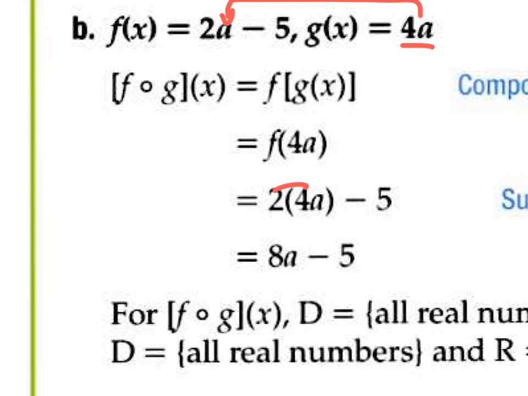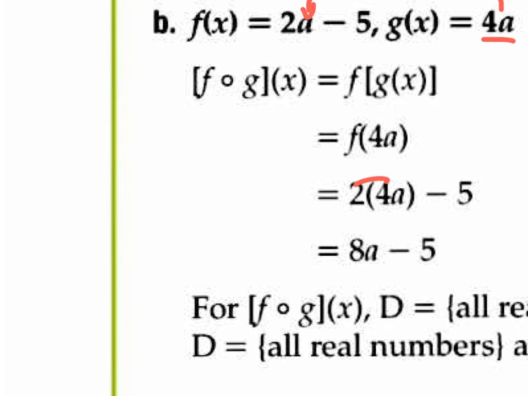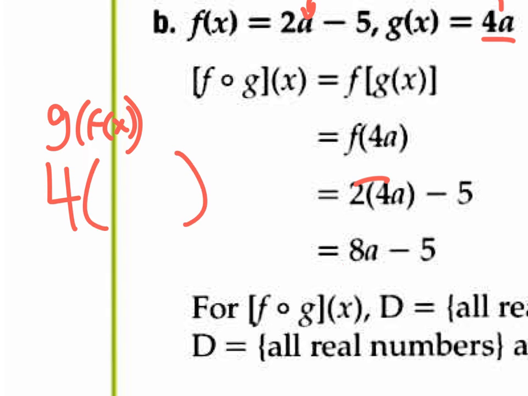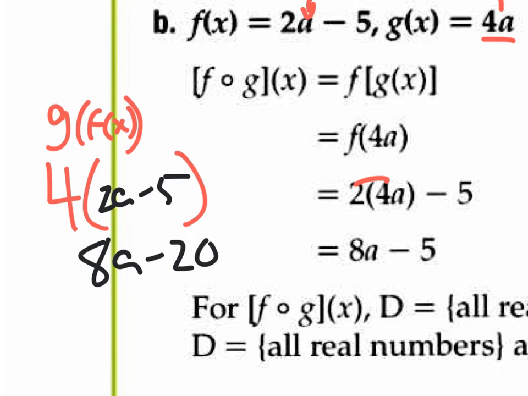Now, I need you guys to get comfortable with the notation. For example, if I would have said g of f of x, that would mean for you to plug in your f of x inside your g of x. So what would that look like? Well, you would say, what is my g of x function? My big function, g of x, is 4a. I want to put 4 parentheses, and I'm simply going to plug in my 2a minus 5 right in there. That'll be 8a minus 20 as a final answer.